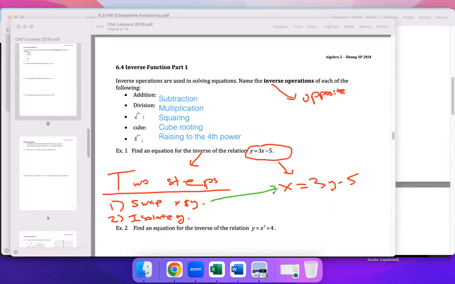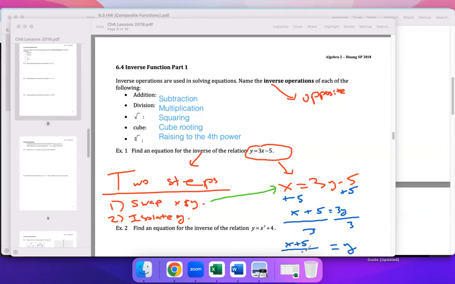Now, this is where you do the inverse operations, which again, you guys know because you've been solving equations for the last 3 or 4 years, right? How would I isolate Y here? What would I do? Because adding 5 is the inverse of subtracting 5, right? So X plus 5 equals 3Y. And then since Y is being multiplied by 3, what's the inverse of multiplying by 3? So what does Y equal? Y equals (X plus 5) divided by 3.